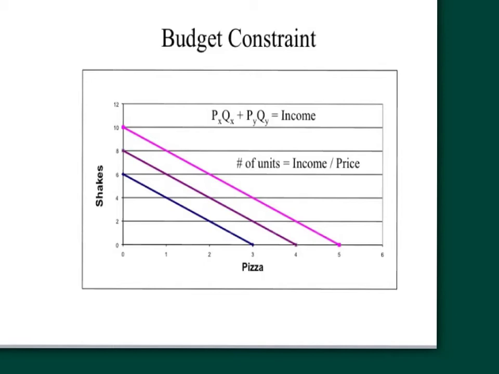Budget constraints are going to give us this straight line on the indifference curve map. It's going to show us all the possible distributions between those two goods. Basically, what can we afford? How many pizzas and how many shakes can we consume? What combinations of the two goods can we actually consume given the budget that we have?